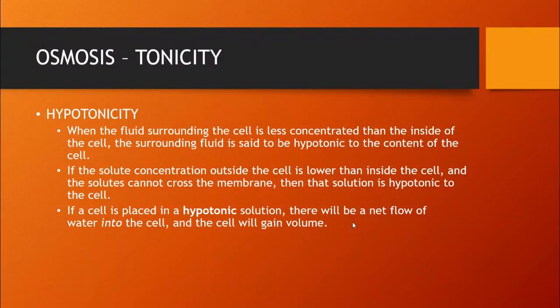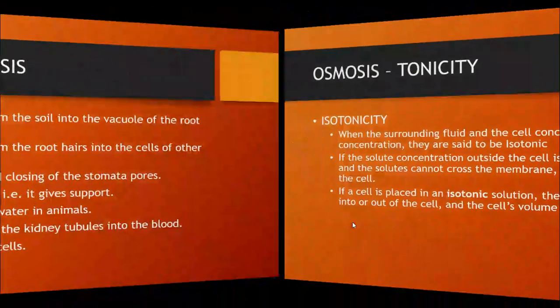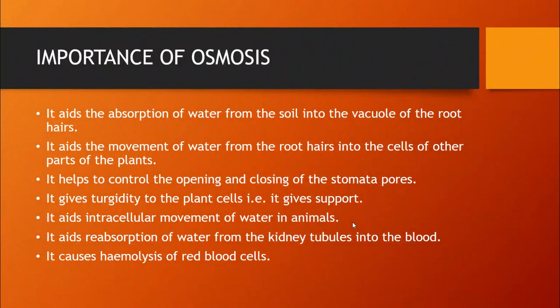So that therefore hypotonicity, you are placing a cell that is having concentrated inner content inside the solution that is having lower concentration. So that means you have lesser water inside, more water outside. Water will flow inside the cell, then the cell will expand and may even burst. Then isotonicity, there is no flow at all because they are both equal. So importance of osmosis. It takes absorption of water from the soil into the vacuole of the root. All these are life examples of what? Osmosis. We can just try and be careful and take a deeper look into it.